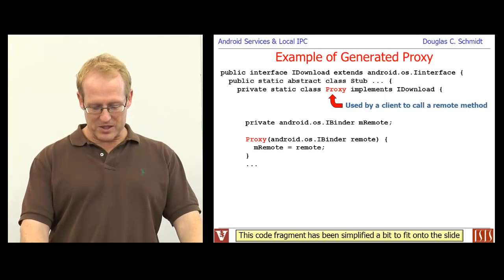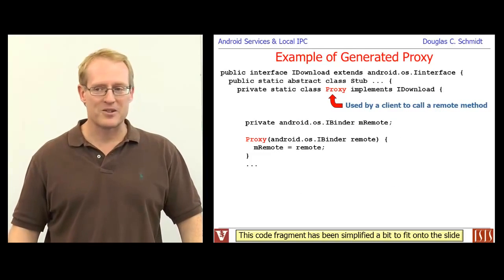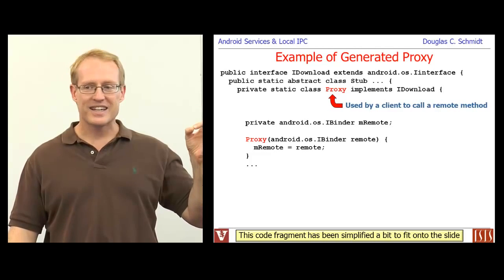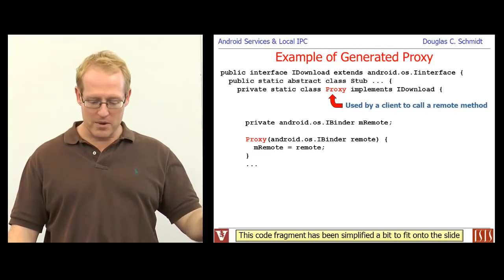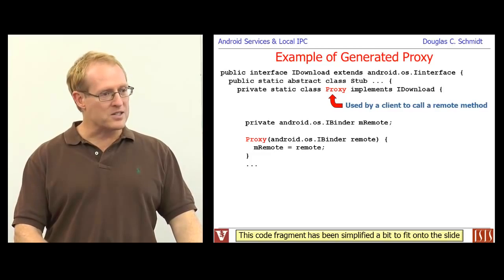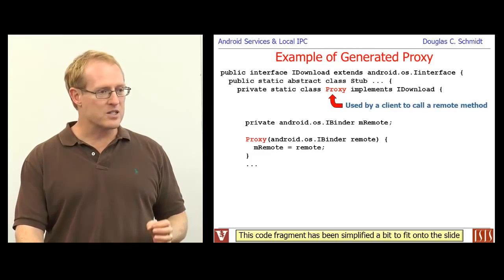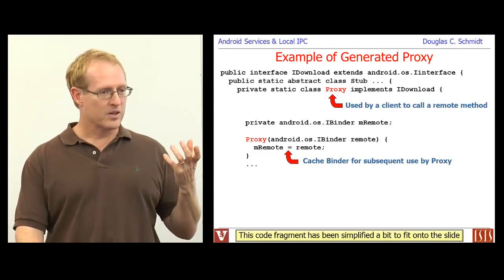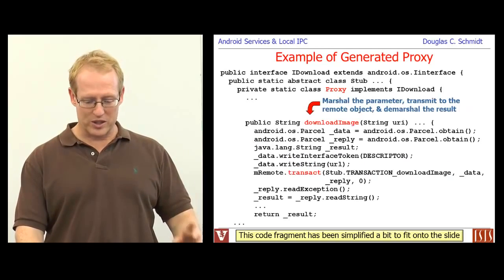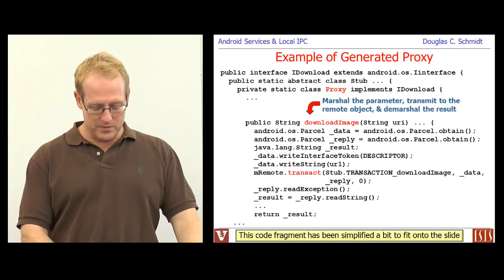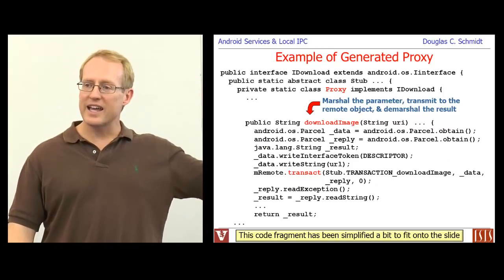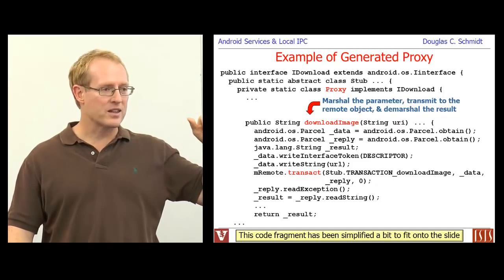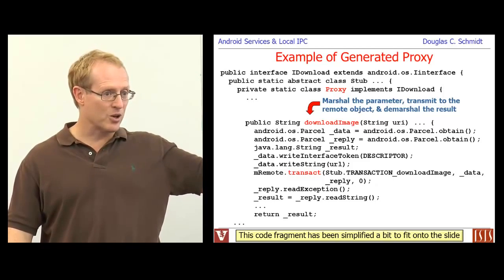In fact, I'll tell you what, let's go look at the proxy real quick, and I'll come back and talk about the other stuff. So here's what the proxy looks like. The proxy is nested inside of the Stub. And basically what the proxy does is stash away the iBinder, and then it's going to use it shortly. It's going to use it when the client calls the method through the proxy, the method in our case being downloadImage.